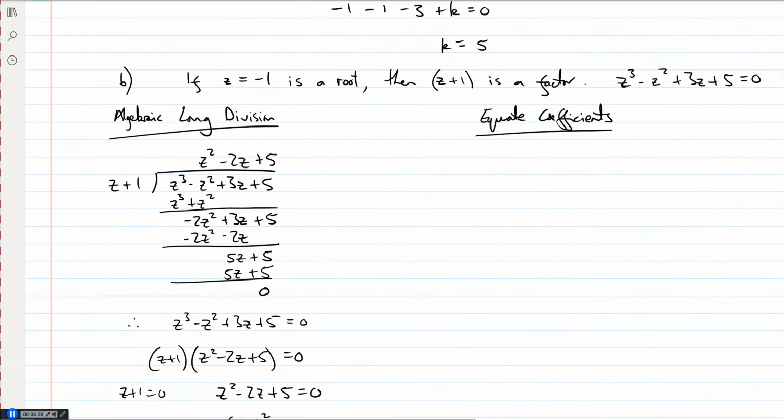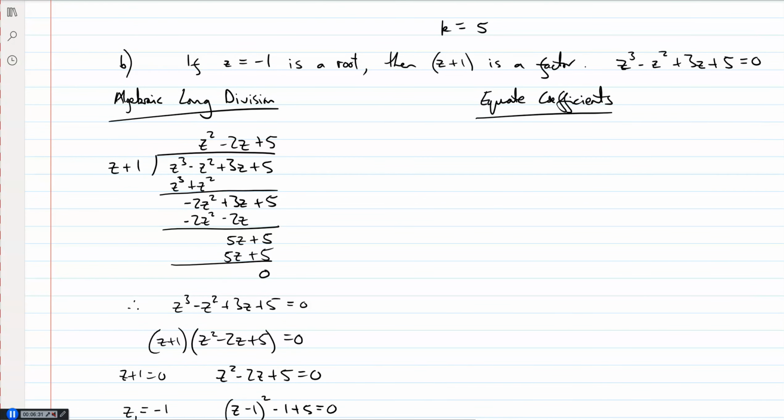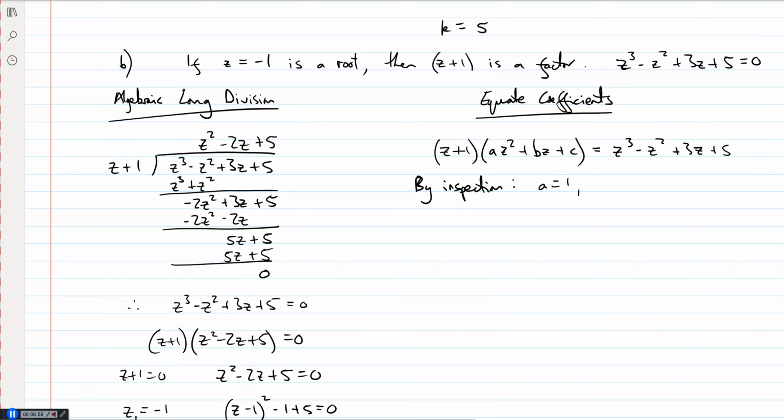So that's doing it by long division. If you want to equate coefficients, then we know that if z plus 1 is a factor, then we must times it by some quadratic to get our cubic. Like this. And then by inspection, the only way of getting a z cubed term is the z times the az squared. So a must be 1. And the only way of getting the constant, the 5, is the constant times the constant, 1 times c. So c must be 5.